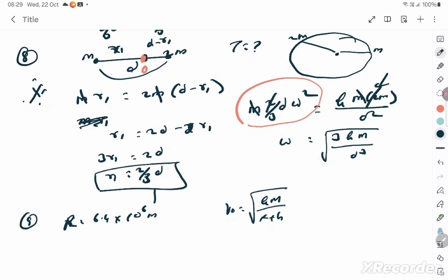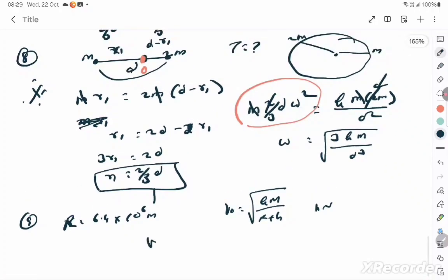Okay, what is the height? Have they given the h? Let me read the question once again. The radius of the Earth is 6.4 into 10 to the power 6. What is the minimum speed of the satellite to place in Earth's orbit? They didn't specify, so h can be in that case taken as negligible. So therefore the formula is root of GM by capital R, and you know capital G and capital M.